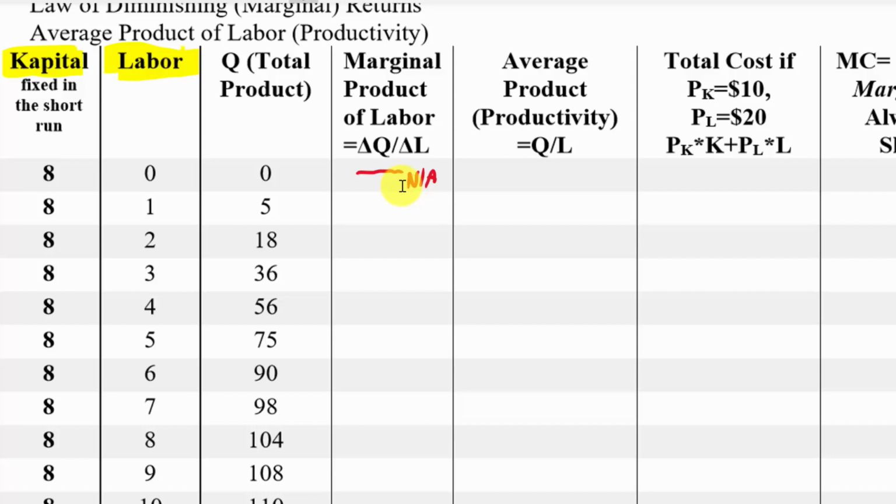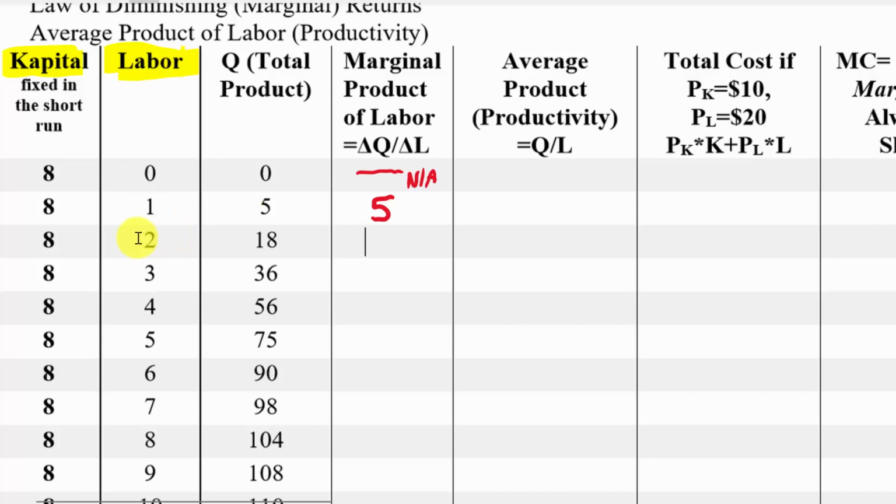Now, for the first worker, this does make sense. So when this company hires 1 worker, our output goes from 0 to 5. So that's an additional output of 5. 5 minus 0. So we can say that the marginal product of the first worker is 5 units of output. Change in quantity is 5, change in workers is 1. 5 over 1 is 5.